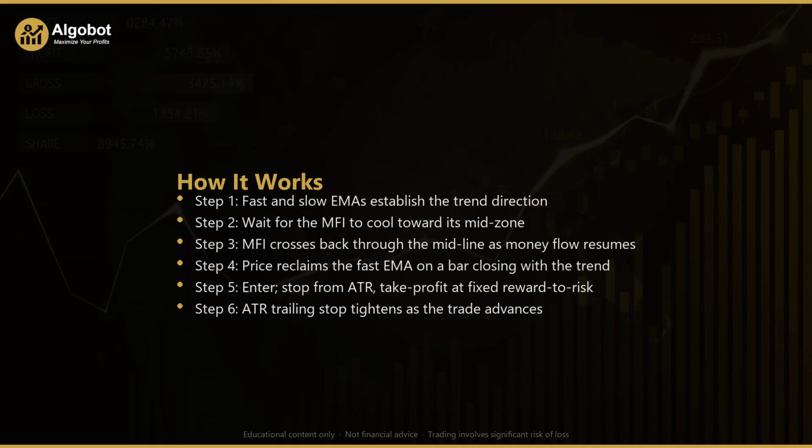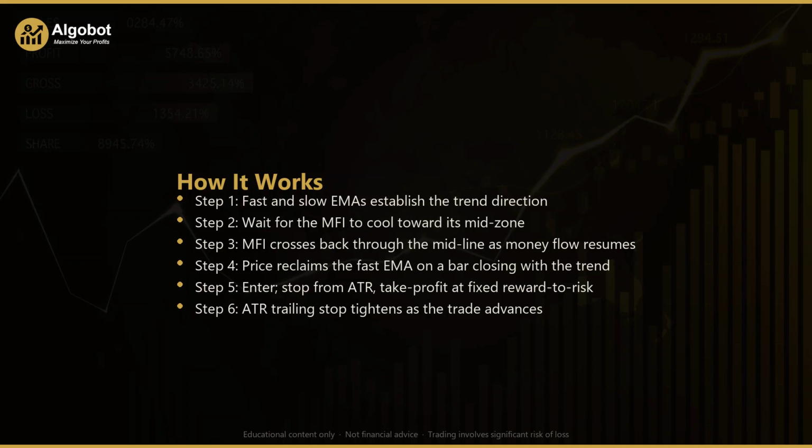The bar that just closed must be a bullish bar, closing higher than it opened, and it must close back above the fast-moving average. When the trend, the money flow resumption, and the price confirmation all line up, the strategy opens a long position. The short side is a mirror image. In a downtrend, the MFI must first warm up toward the mirror line at 55, then fade back down through it, all while staying above the lower guard of 20. The closing bar must be bearish and close below the fast average. When those align, the strategy opens a short.